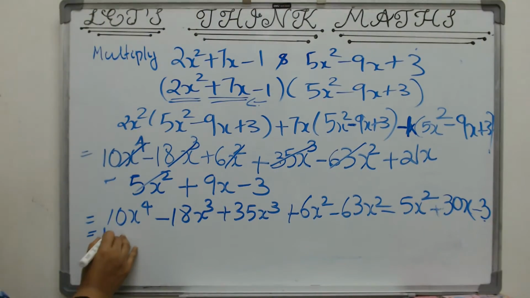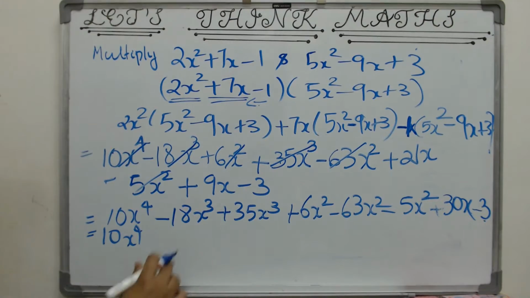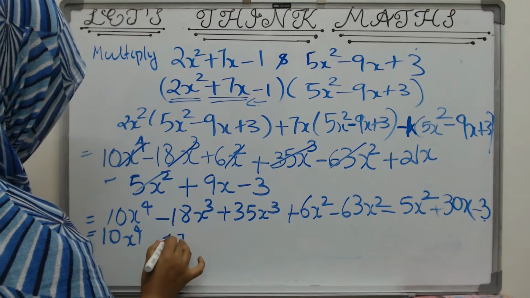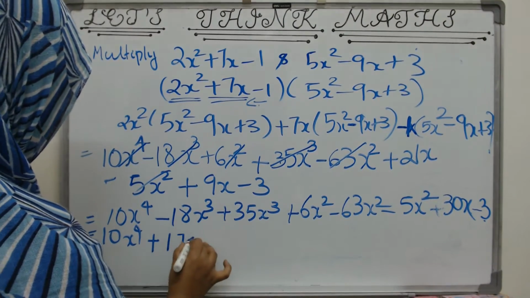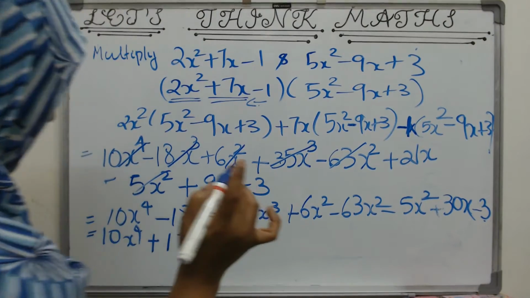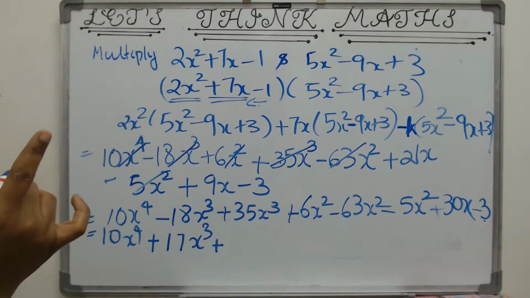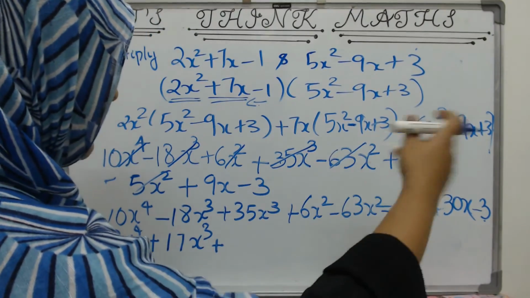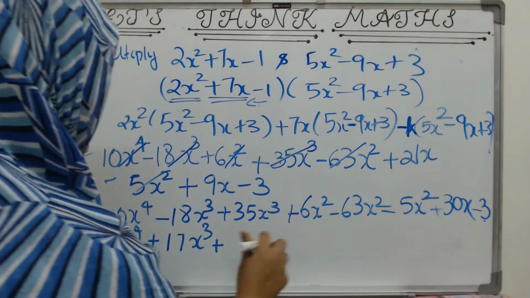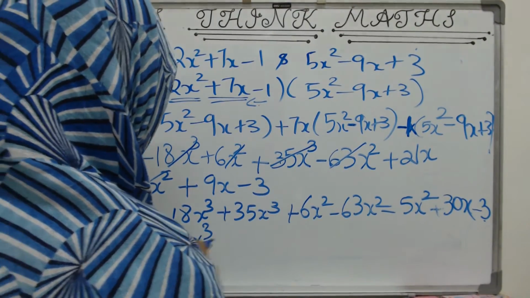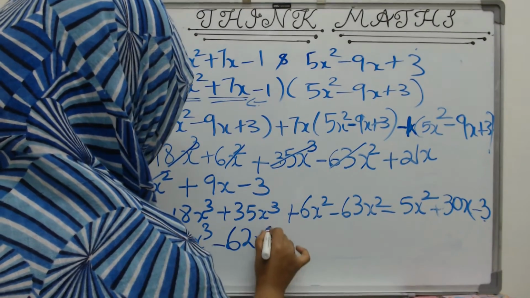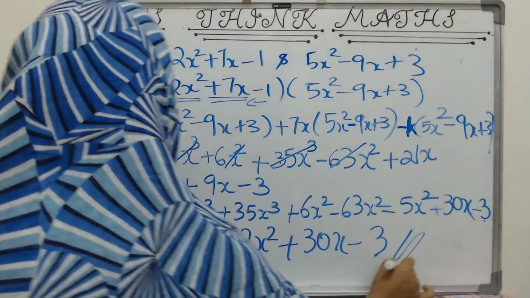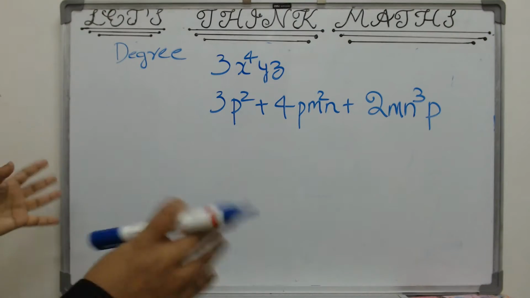So that would be 10x raised to 4. Then you have, this would be minus 18 plus 35, 17x cube, right? And then that would be, here would be 1 minus 63. 63 minus 1 would be 62. So 1 minus 63 would be minus 62, right? Minus 62x square, then a plus 30x, and then a minus 3. This is the answer. Now we go on to division of polynomials.